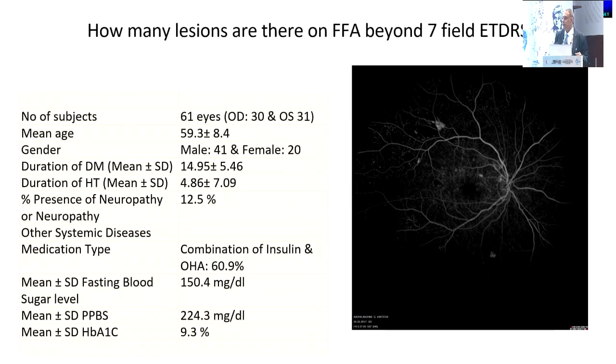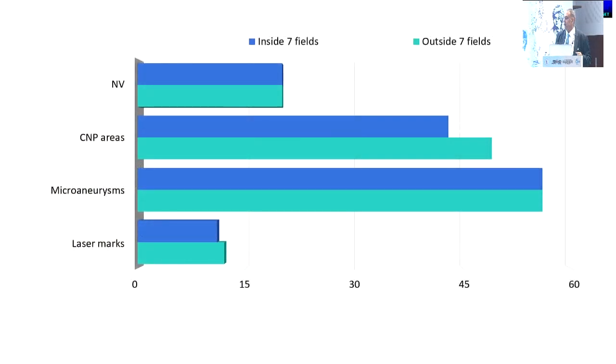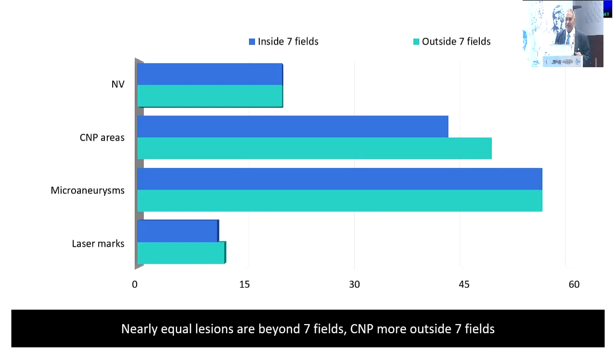We also tried looking at our data set to see how many of these lesions are beyond the 7 field. A very quick study, about 61 eyes we looked at, and we also found a similar thing. There are nearly equal lesions on fundus fluorescein angiogram in the 7 field versus the wide field, predominantly peripheral lesions, and CNP areas being the most important lesion.